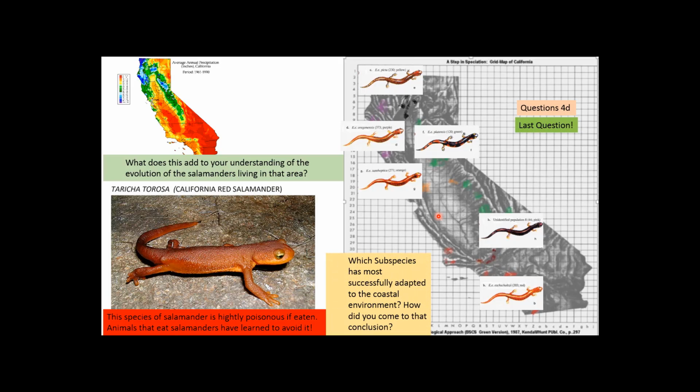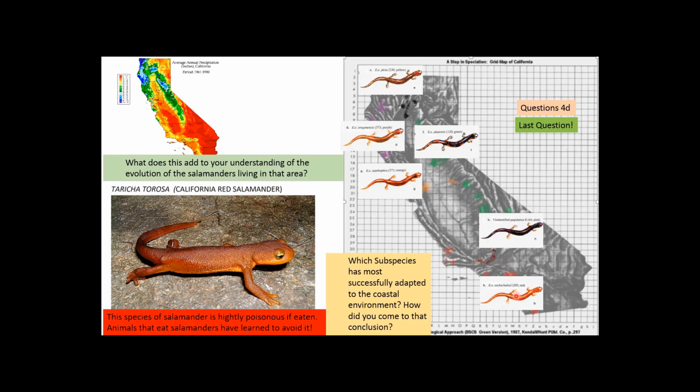Which subspecies has most successfully adapted to the coastal environment? How did you come to that conclusion? So which species best adapted to the coastal environment? And again, you're just looking at the direct evidence. Okay, what are these species? They seem to have adapted better than these because we're finding them on the coast. It's just the direct evidence.